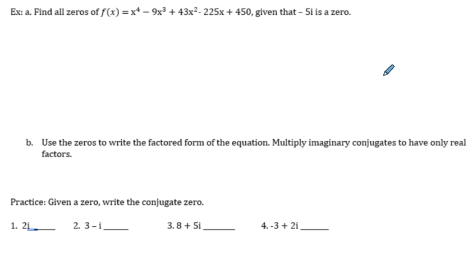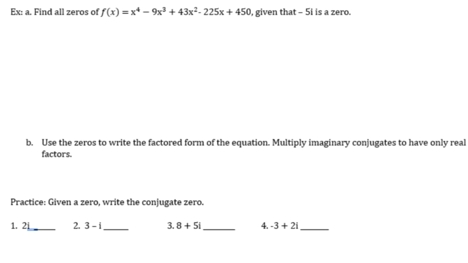Okay, pre-calc students, these are the last problems on your day 2 polynomial notes. So previously we learned that imaginary zeros always come in pairs, so that if negative 5i is a 0, the conjugate of negative 5i is also a 0.